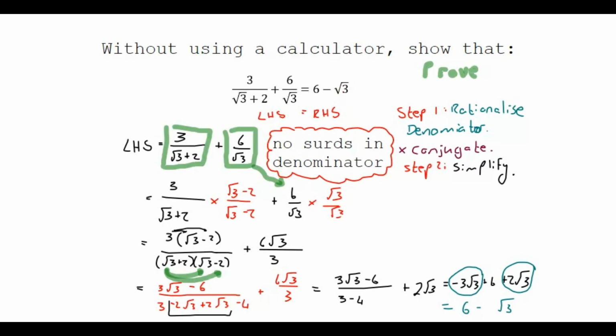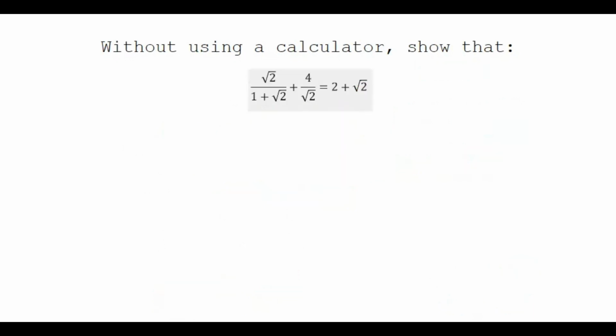Alright, let's do another one quickly. Without using a calculator, show that root 2 over 1 plus root 2 plus 4 over root 2 equals 2 plus root 2. Now again, we need to use the one with more juice. You guys have got it by now, huh? Okay, so let's race through this as fast as we can.